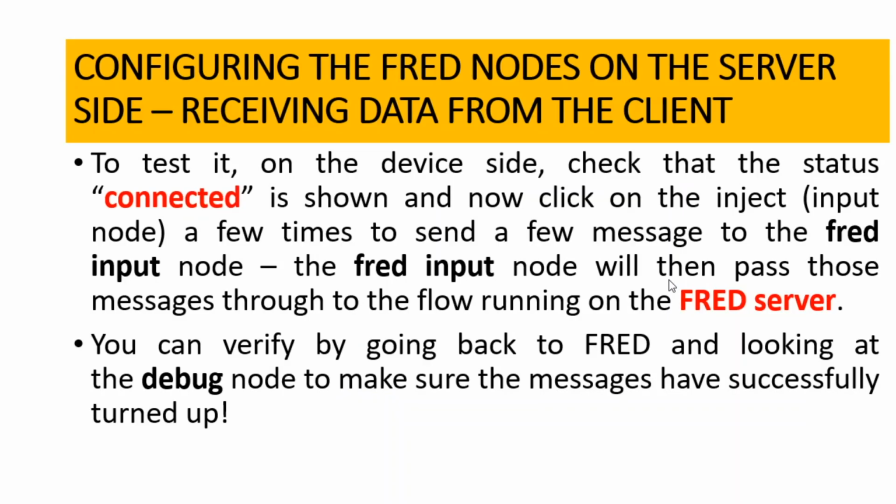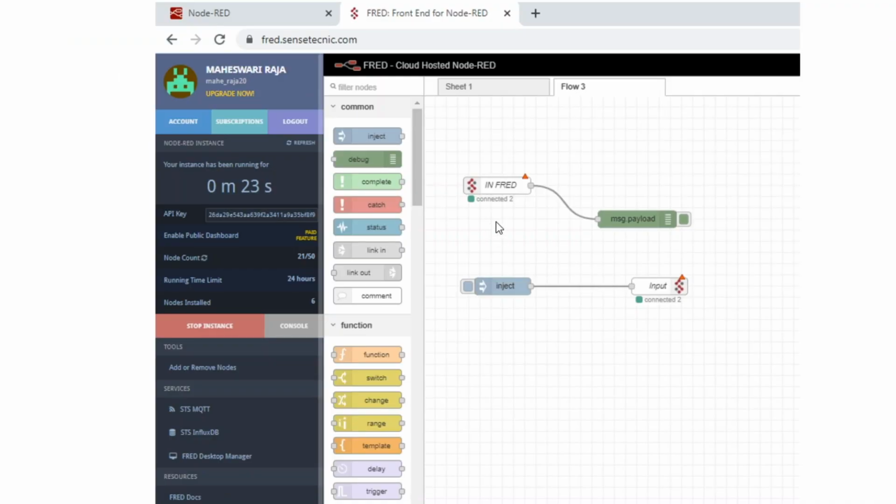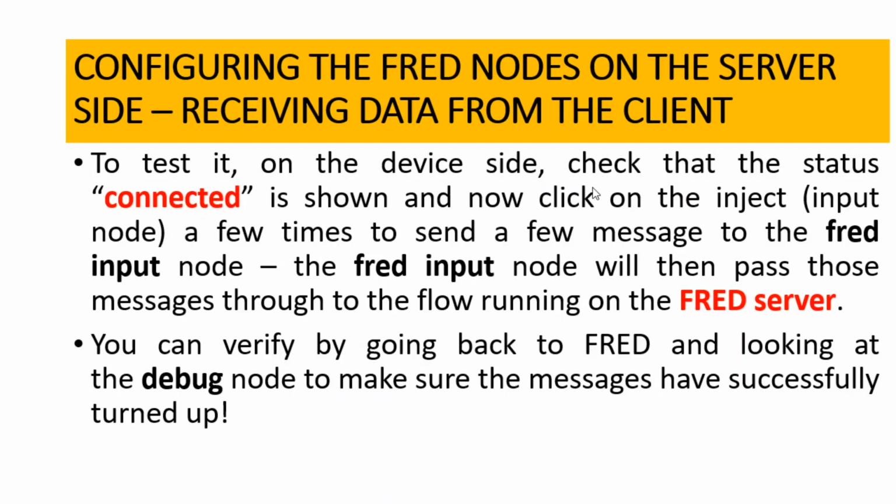So configuring the FRED node on the server side, receiving the data from the client. To test it, you just make sure the status is connected. As I said, you should get the status connected here. Then you can inject the node appropriately in order to transmit the data, and you can visualize the output on either platform. If you are injecting on the server side, you could see the output on the client side. If you are injecting on the client side, you will see the output on the server side.